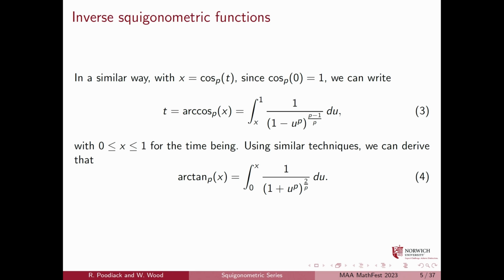And using similar techniques, we can get that the arc tangent is equal to the integral from 0 to x of 1 over (1 plus u to the p) to the 2 over p. And in all of these cases, when you look at these, you may want to think to yourself, if p is 2, note that these all do reduce to the usual trigonometric or inverse trigonometric functions that we know and love.